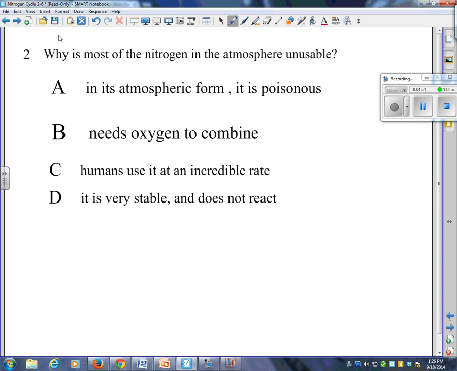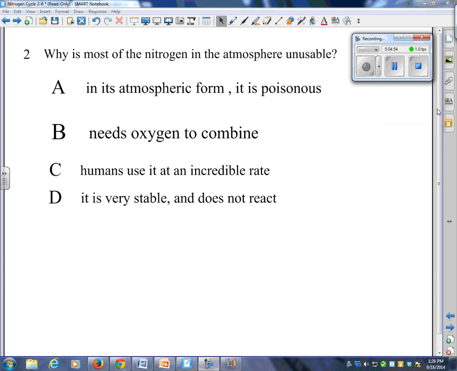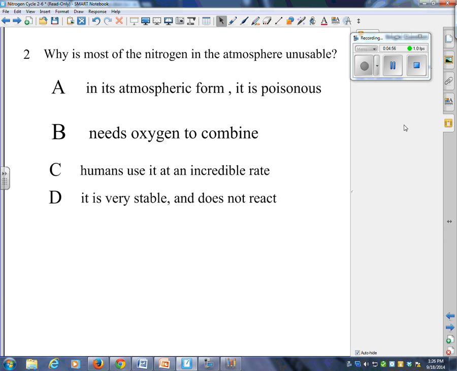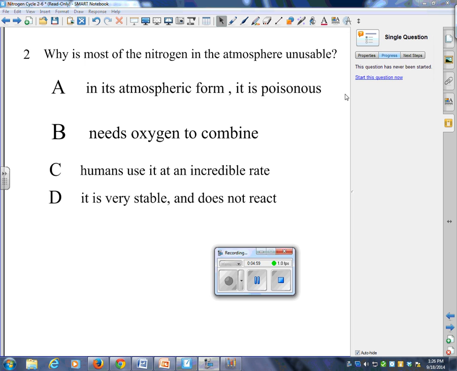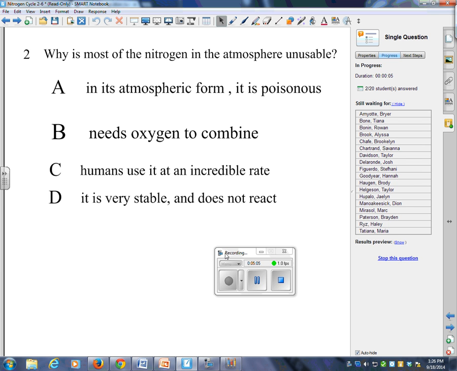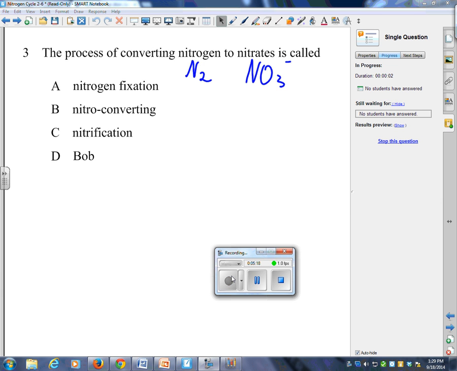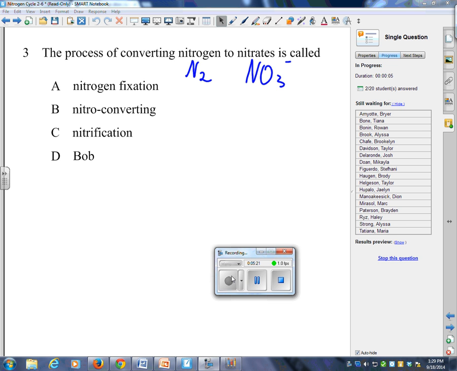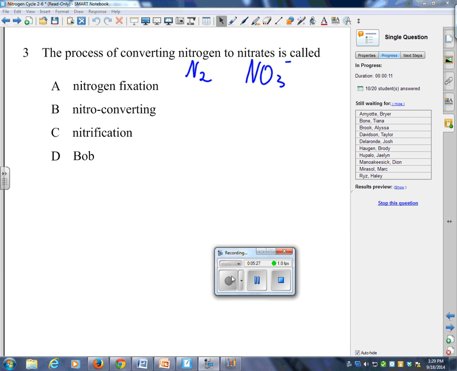So my question to you, Braden Patterson, is, why is most of the nitrogen in the atmosphere unusable? Is it because it's poisonous? Is it because it needs oxygen to combine? Is it because humans use it at an incredible rate? Or is it because it's very stable and does not react? The process of converting nitrogen to nitrates, is that called nitrogen fixation, nitro-converting, nitrification, or is it called Bob? And I made up at least one of those answers.